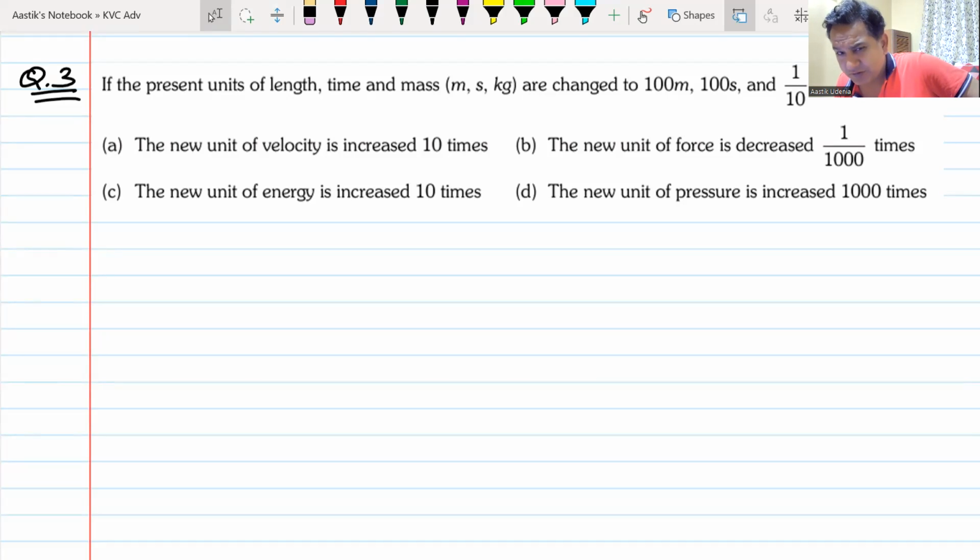Try it again. Don't worry. The only reason we are doing problems in the class is because we want to make sure that we don't make mistakes in the examination hall. Whatever mistakes you have to make, make them now in the class and not in the examination hall.